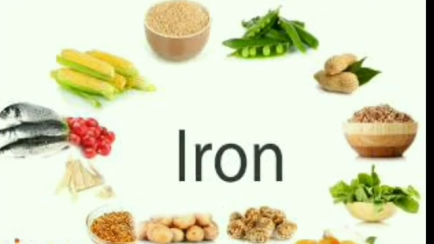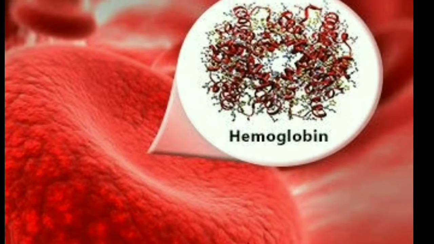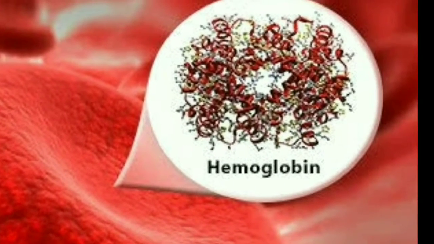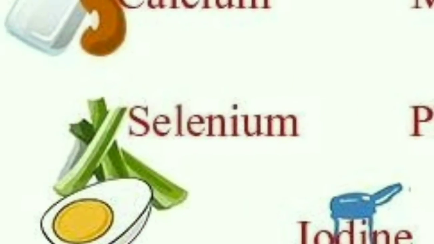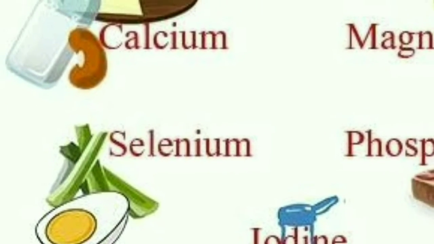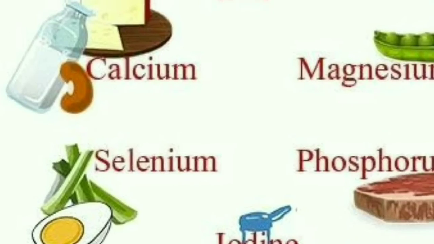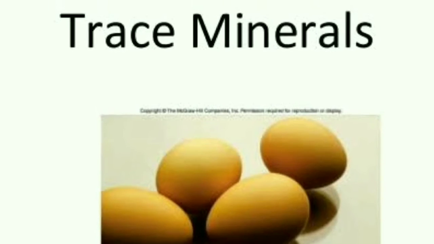For example, the ionic form of iron is the central part of hemoglobin. That is a very important molecule for our body. There are also ionic forms of sodium and chlorine that maintain the level of body fluids. Some minerals are required in very tiny amounts by our bodies, and they are called the trace minerals.